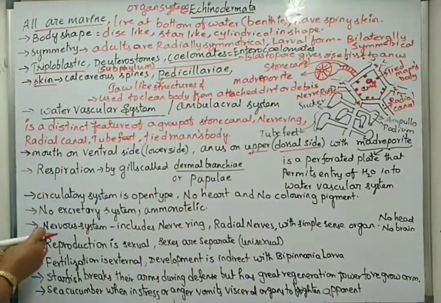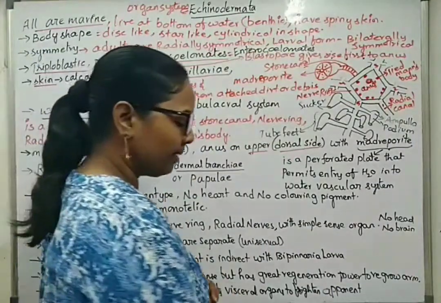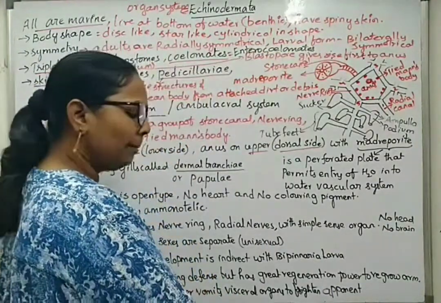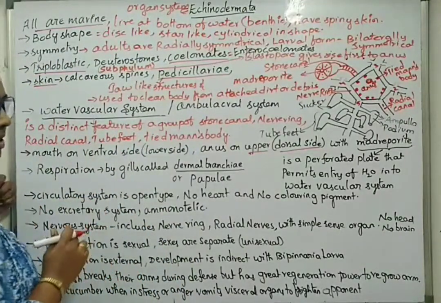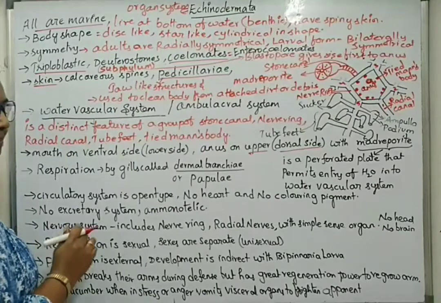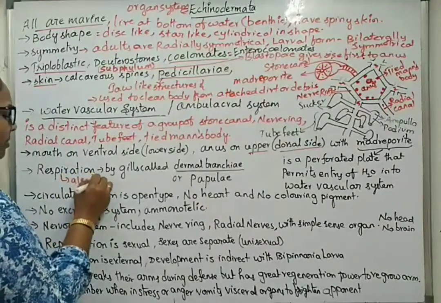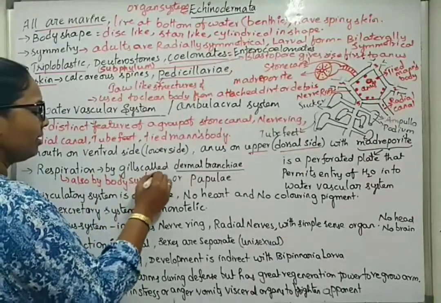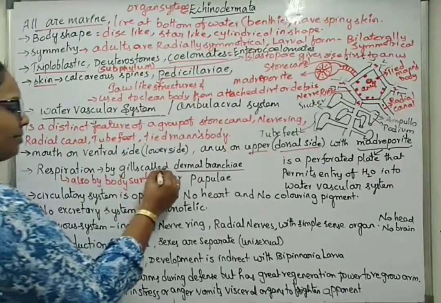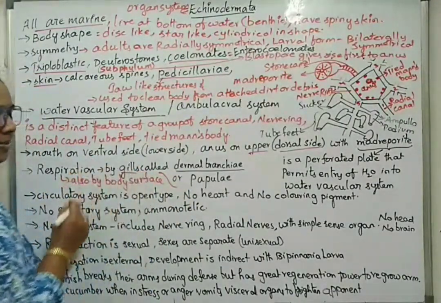Next, respiration is with the help of gills. Those gills are called dermal branchiae or papillae. In most starfishes these types of structures are present. And respiration is also by body surface. Echinoderms do respiration by body surface and also by gills.